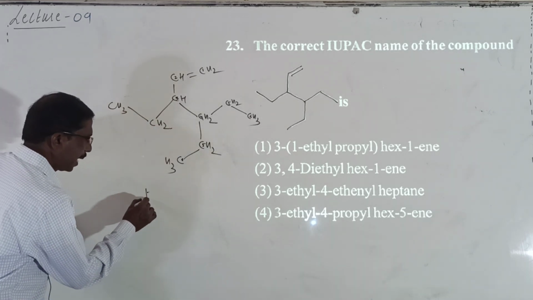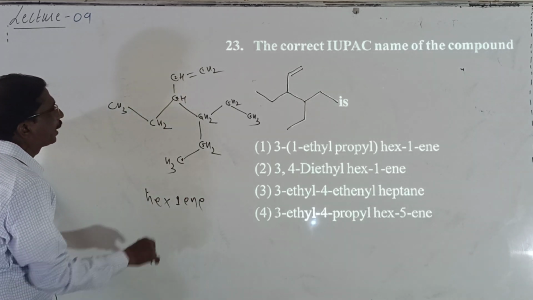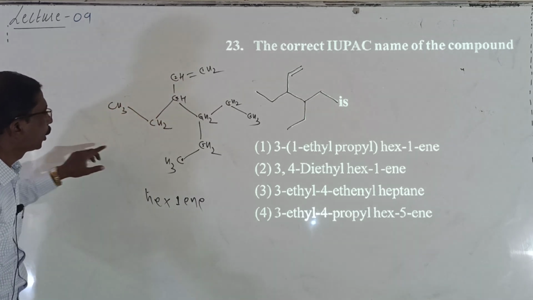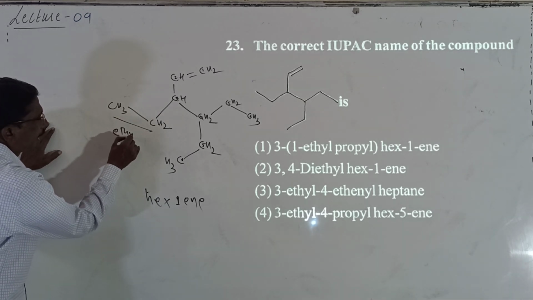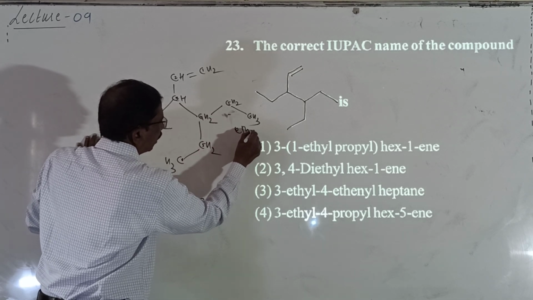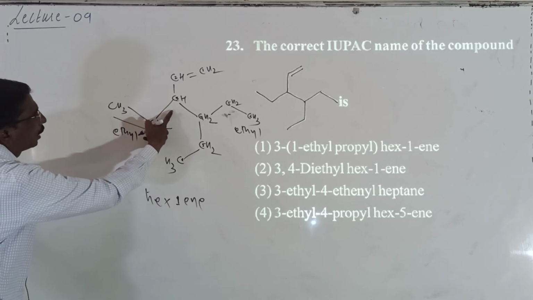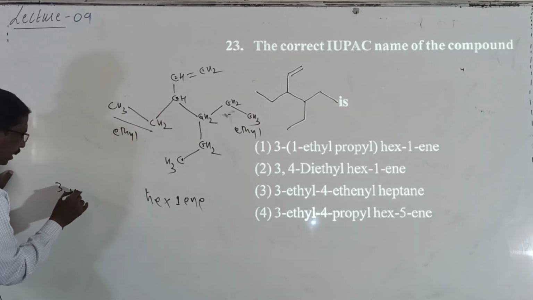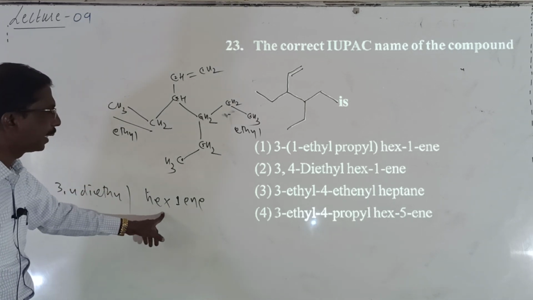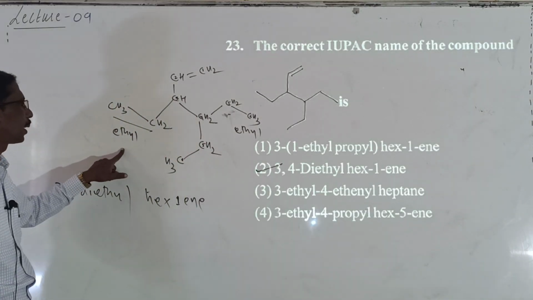So it is called hex, and one double bond is there, 1 ene, hex-1-ene. Here you have 1 2 3. For 3 you have an ethyl group, and then for 4 again you have an ethyl group. So for the third and 4th, 3,4-diethyl hex-1-ene. This is the answer. You have to write the structure like this.